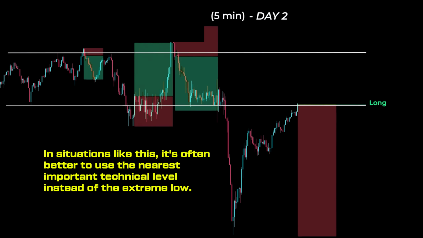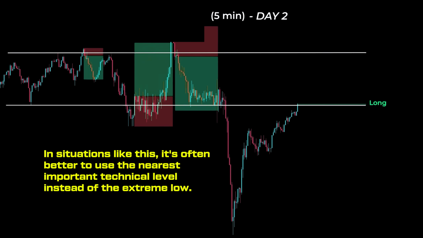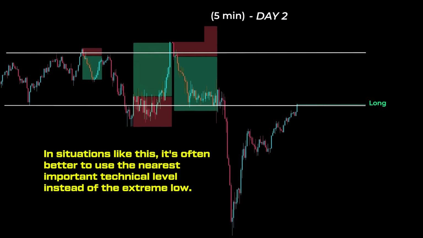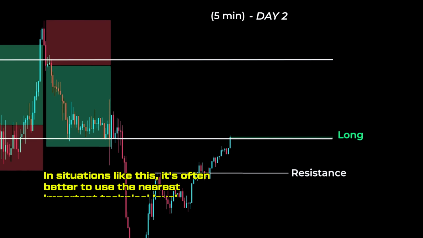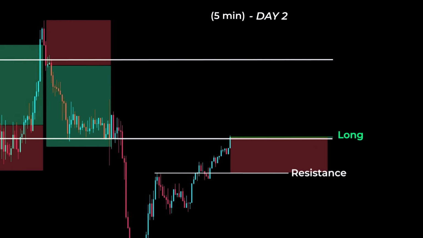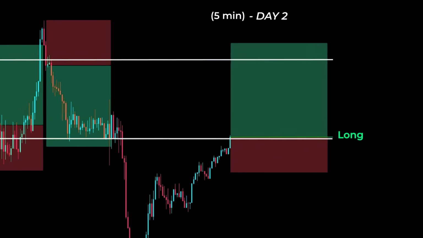In situations like this, it's often better to use the nearest important technical level instead of the extreme low. On this chart, a nearby resistance level had already been formed, making it a much more practical location for the stop loss. For the take profit, set it at 2 times risk. Here, price hits the target perfectly. Another 2R profit secured. That wraps up all of the valid setups for this trading day.